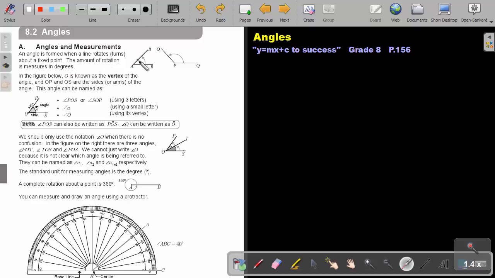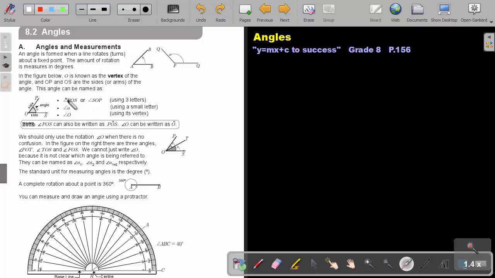So this line AB starts rotating, or QP also starts rotating. In the figure below, O is known as the vertex of the angle. OP and OS are the sides or arms of the angle. This angle can be named as POS or SOP using three capital letters.